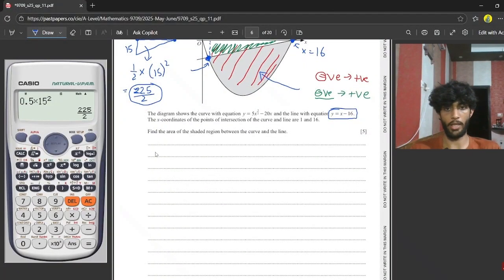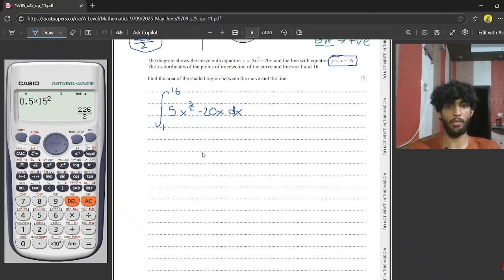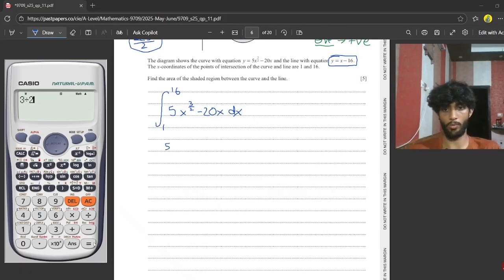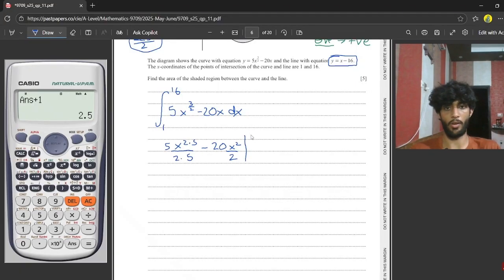And the way we do that is, well, we can integrate it. So we can say integral from x equals 1 to x equals 16 of this curve, which is 5x raised to the power 3 by 2 minus 20x dx, because we are now finding the area under the curve. Now you can integrate it in whatever way you've learned it. I'm going to integrate how I've learned it. So this is just going to be 5 times, so 3 by 2 is, I believe, 1.5. I add 1 to it, and I get x raised to the power 2.5 divided by 2.5. And then I get minus 20 x raised to the power 2 divided by 2. And the limits are 16 and 1.